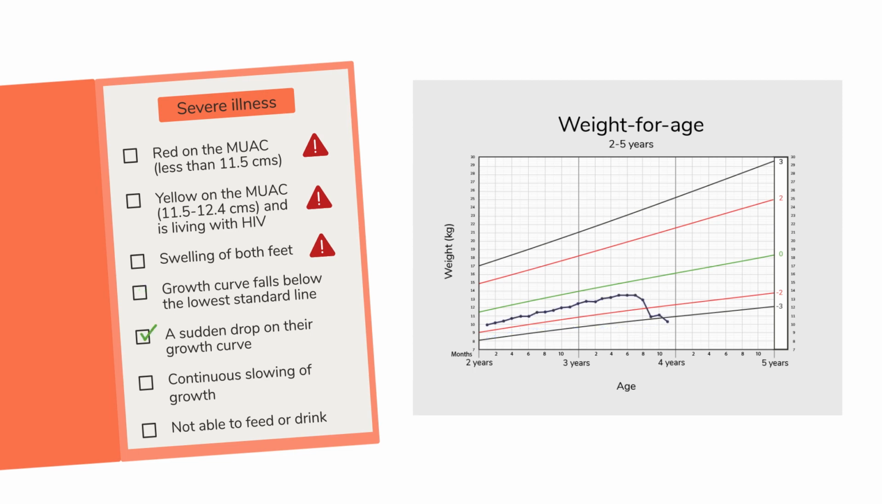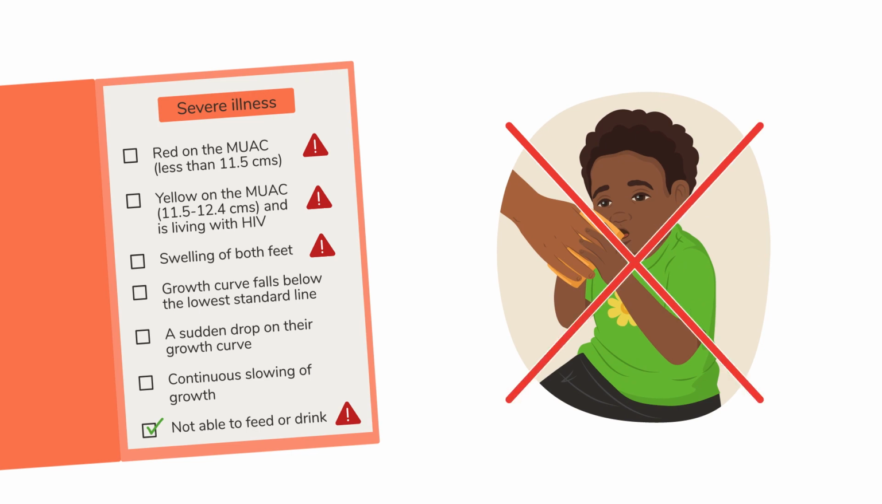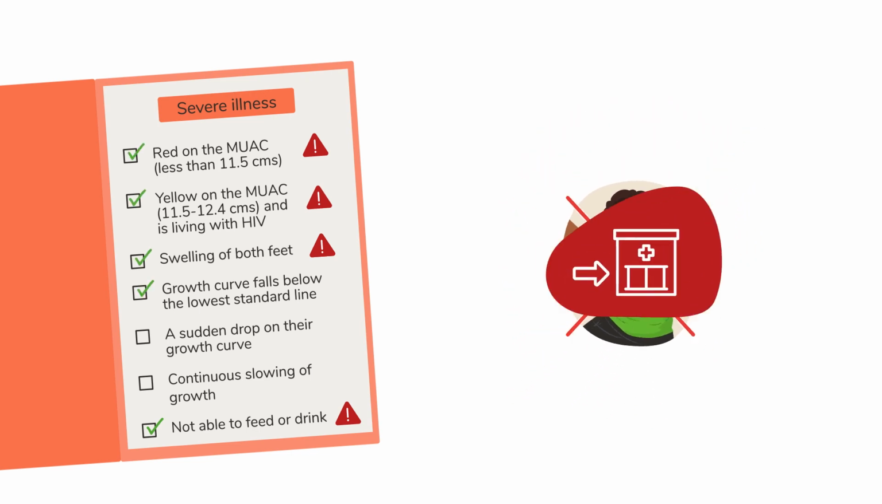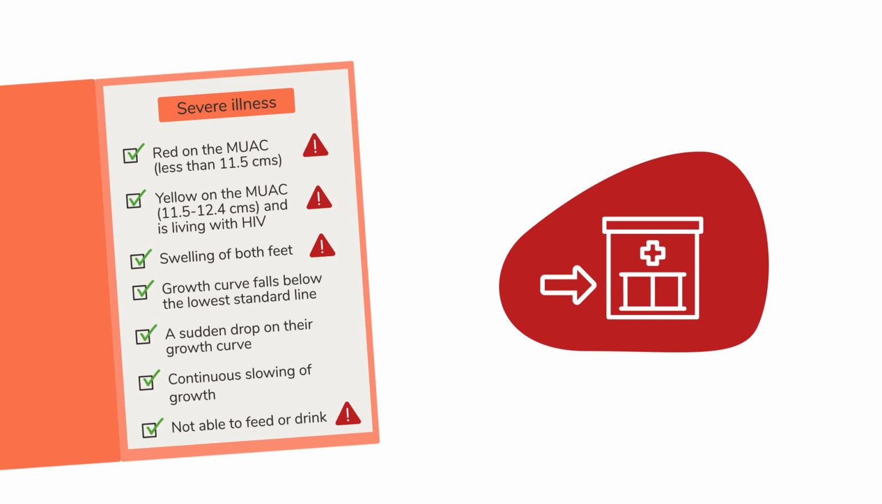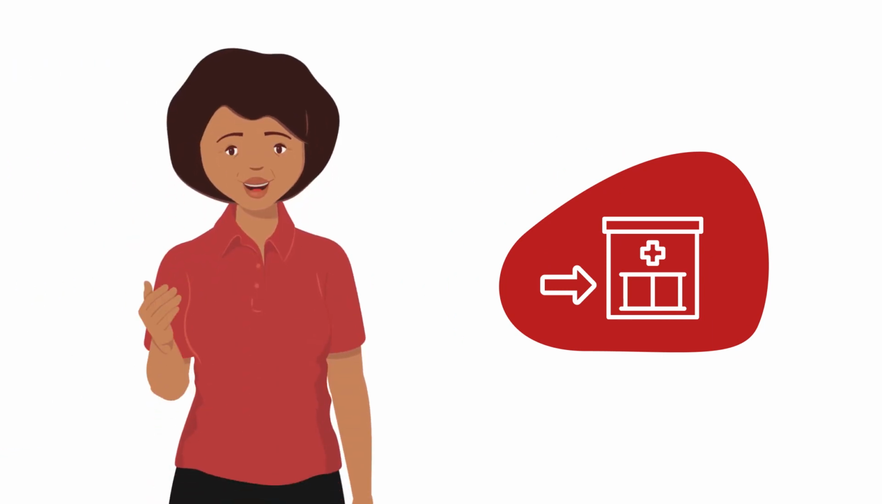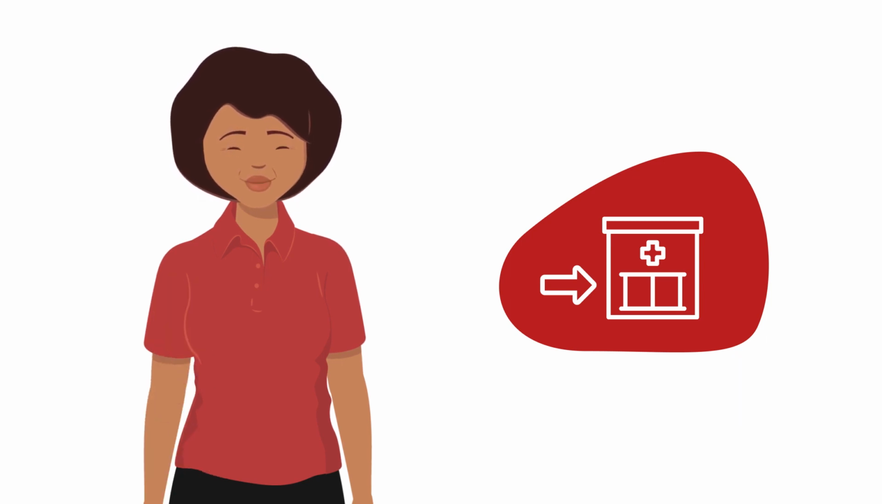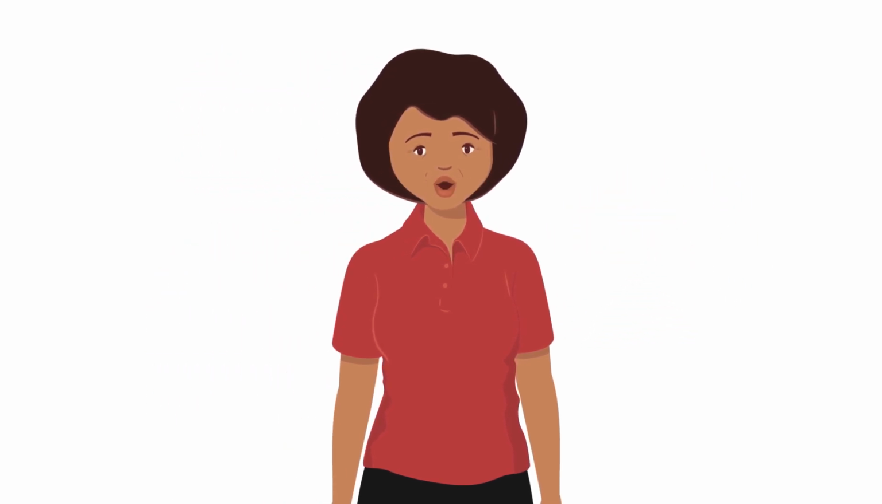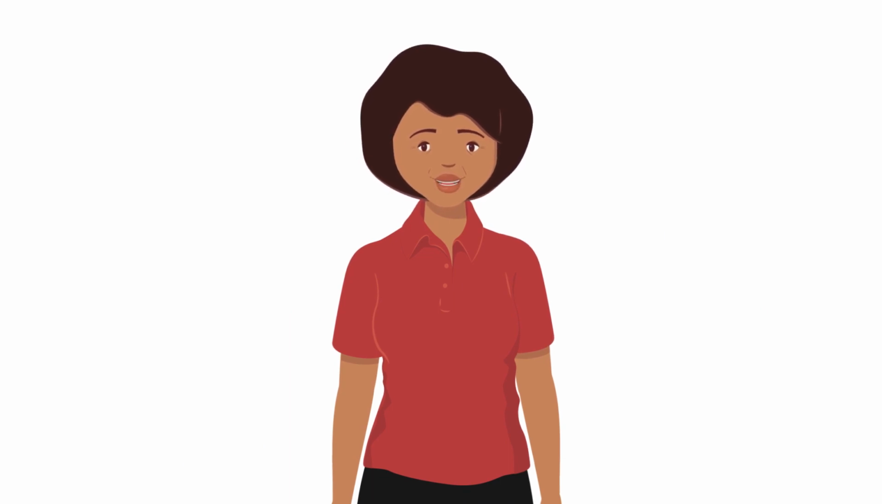A sudden drop on their growth curve, continuous slowing of growth, or not able to feed or drink. If you see any of these, refer the child urgently to a health facility for treatment. It may be dangerous for the child to start feeding more at home, as this could lead to severe electrolyte shifts. They will need to be assessed at the health facility for the underlying causes of the malnutrition and how to best treat it. For a reminder of the signs and symptoms of malnutrition and what to do next, have a look at the job aid.